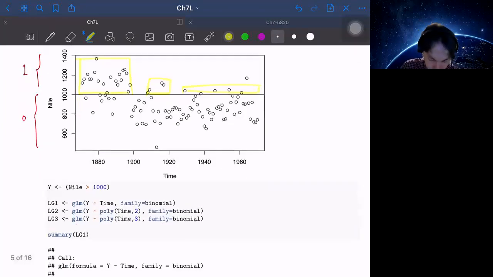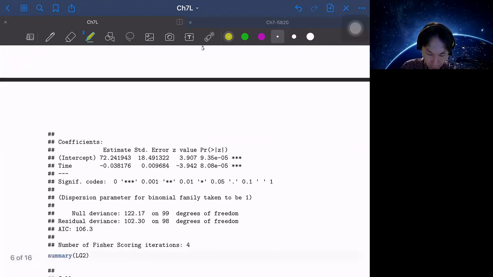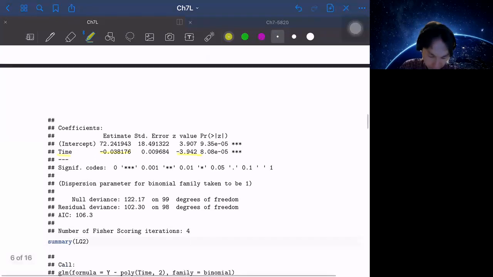So in this case, we can use the GLM for the logistic curve, and this is just y on time, so Nile on time. So y is this indicator variable. And we can also use the polynomial within the GLM function, also with degree 3. So for the first one, just the time, we have a significant negative coefficient. That means the probability to exceed 1000 millimeters goes down in recent years.